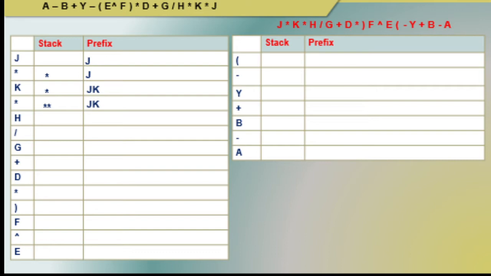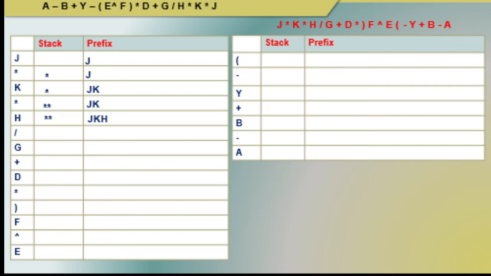Next we have H operand. So it is an operand, we must write it in the output. So our stack still contains our two multiplication operators and our output now is J, K, and H operands.